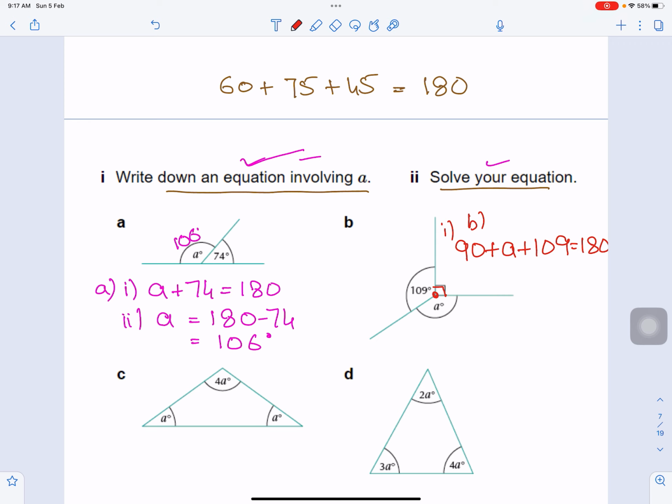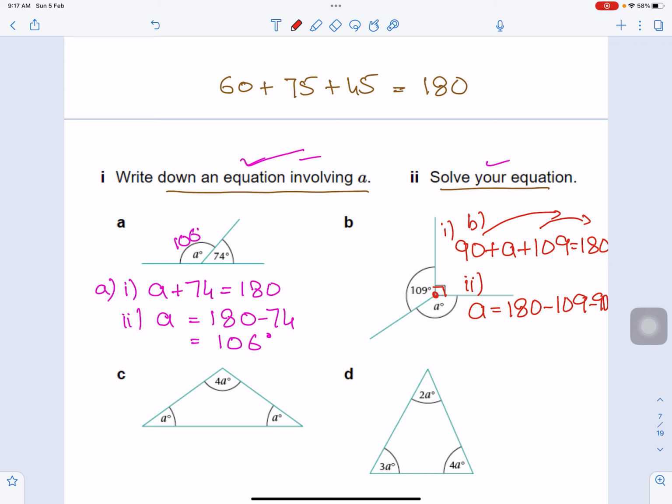You have shown here the equation you have formed. So now after this you will do part 2. So these two numbers will go to the other side and A will stay here. So A is equal to 180 minus 109 minus 90. Sorry, it's a little space. Okay. So now 180 minus 109 minus 90.